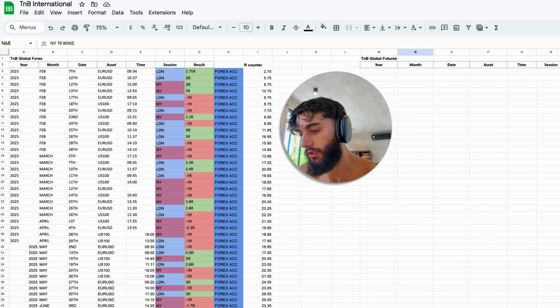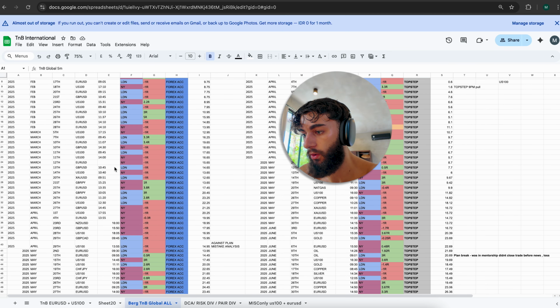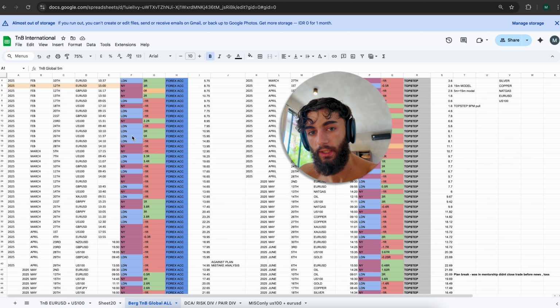Now, if we go over to global, this is the data of me trading every pair, okay? This is the data of me in 2025 when I used to trade GBP USD. I've tried GBP JPY, I've tried gold, I've tried GBP CAD, I've tried New Zealand dollar. And what do you notice? You'll notice that the loss streak now isn't just 5.